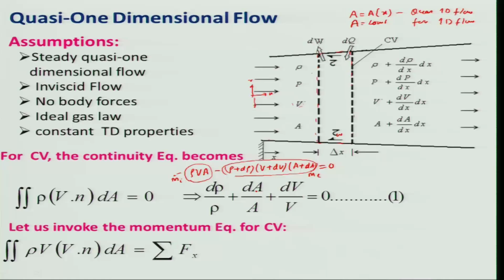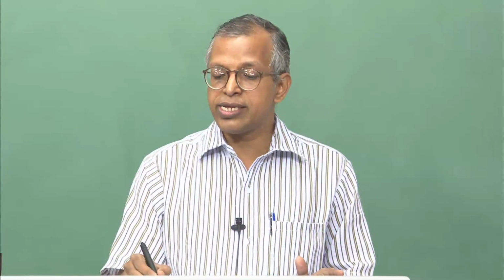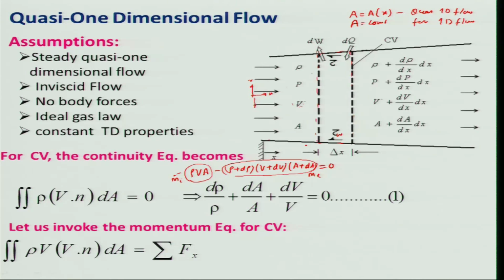Let us invoke the momentum equation for a steady quasi one dimensional flow, that is the integral of rho V (V dot n) dA equal to the summation of forces in x. What are those forces? One will be pressure forces. The other is friction, the tau w, without considering the boundary layer effects. Let us look at these terms. In this portion, it will be rho V square A minus (rho plus d rho)(V plus d V) whole square (A plus d A), equal to summation of F x. This is the left hand side of the equation.